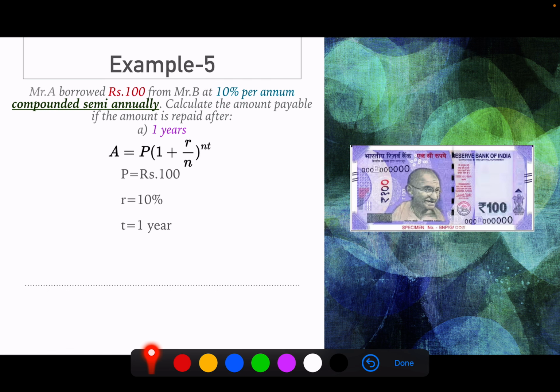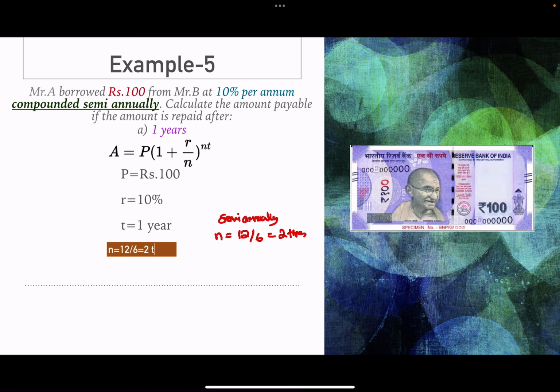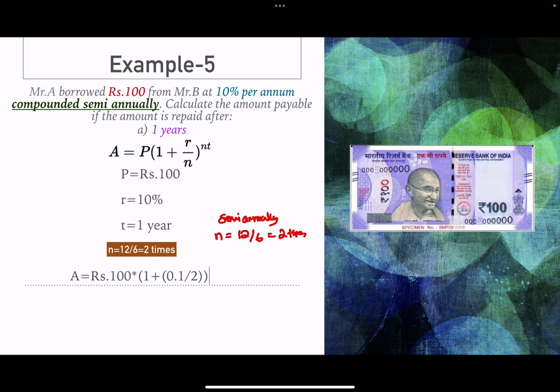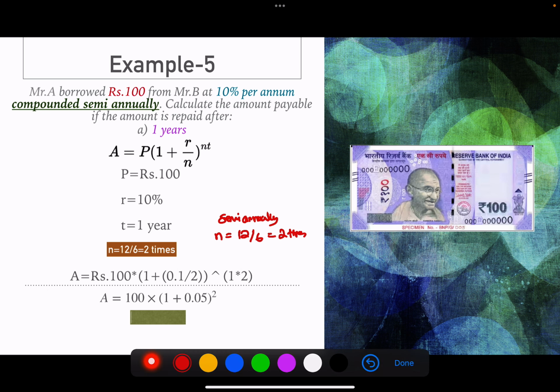Okay, so what exactly is N? Here, look, the interest compounds semi-annually. Therefore, N will be 12 divided by 6, which is 2 times. So plugging in the numbers, we will get A is equal to 110.25. I hope you got the right answer. Moving on to the next example.